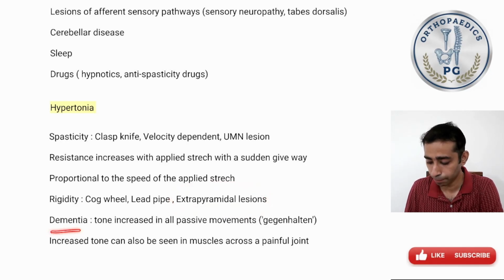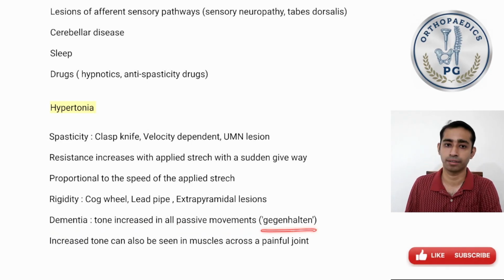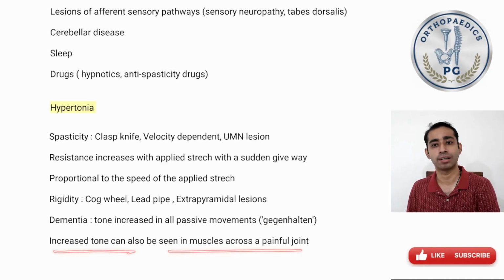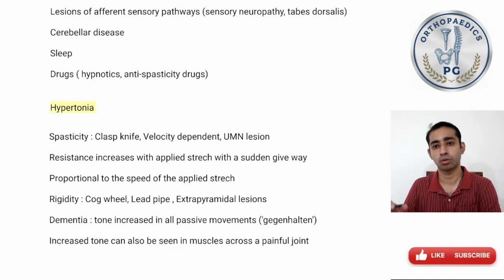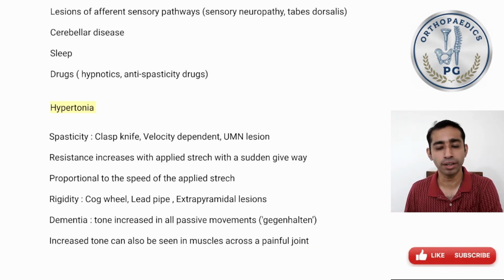In dementia, there may be increased tone, which is increased in all passive movements, and this is known as Gegenhalten. And increased tone can also be seen in muscles across a painful joint. So if there is a painful joint, the tone around that joint may also be increased. However, this will be a very local increase rather than in both the sides or in both the upper limbs and lower limbs. But this has to be kept in mind. If there is a painful inflamed joint, the muscle tone around that joint specifically can be increased due to guarding.